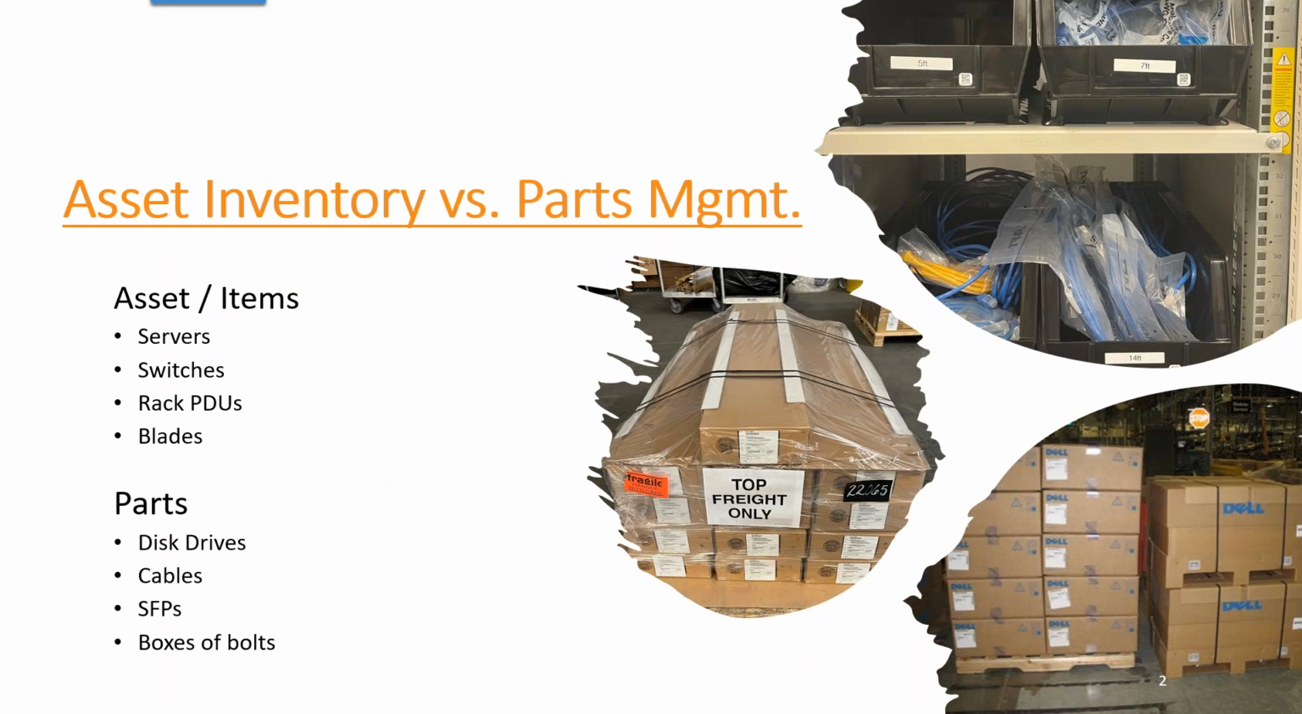Within the DCIM application here at Sunbird, we have two key areas that you want to be aware of, and we'll focus on the first area, which is assets and items in DC Track, more related to auditing servers, switches, racks, PDUs, and blades. We have a whole other functionality built into the tool if you want to audit parts. In our parts world, we define that as disks, cables, SFPs, boxes of bolts, and people are tracking tools, etc. So today's focus is really around the assets and items, either in cabinets or within storage rooms, etc. And we'll go through those different use cases.